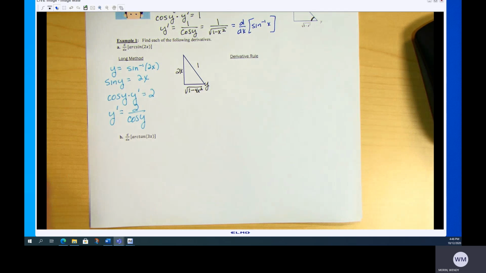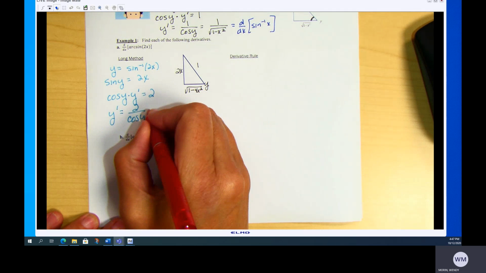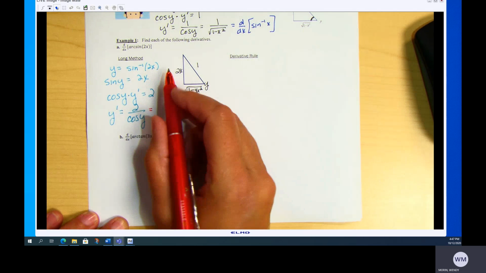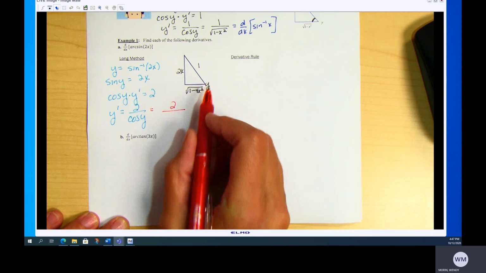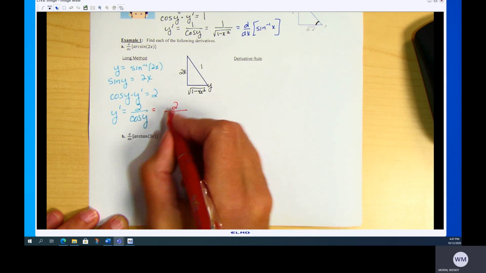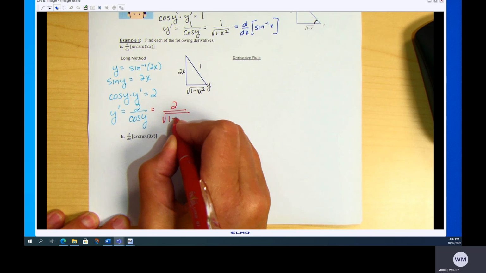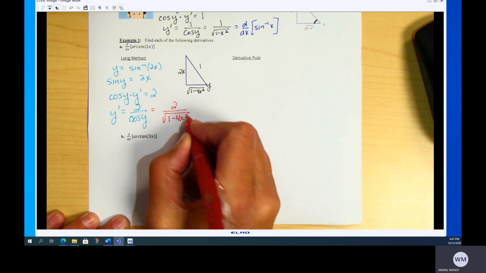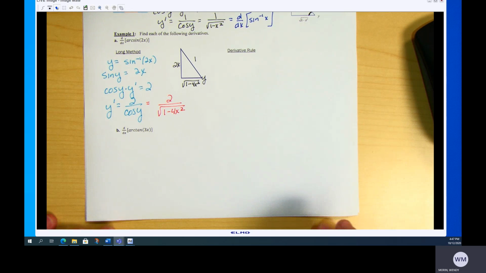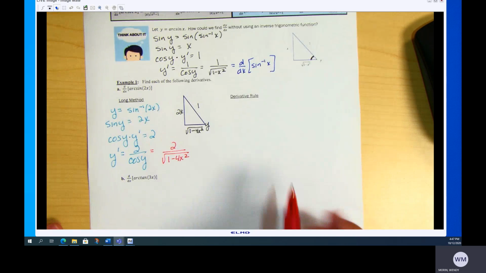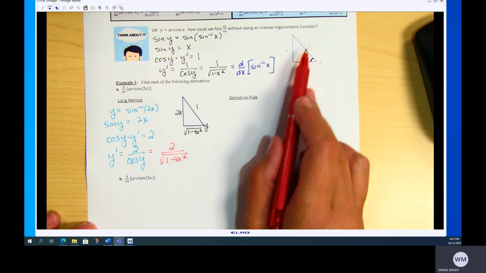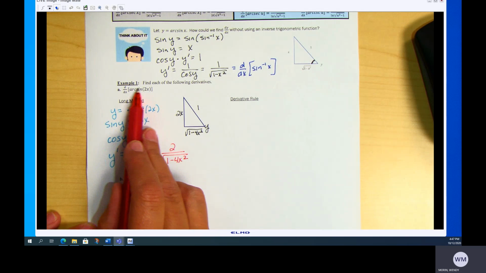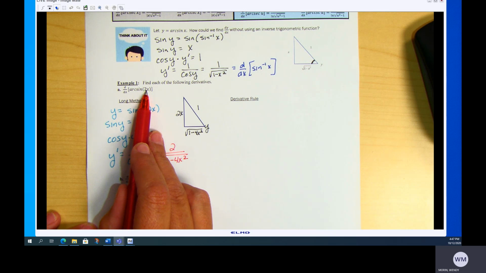So we have just found that the derivative of arc sine of 2x is 2 times, the cosine on the picture is the square root of 1 minus 4x squared. So that's doing it the long way. Again, this means an angle whose sine is x. This means an angle whose sine is 2x.